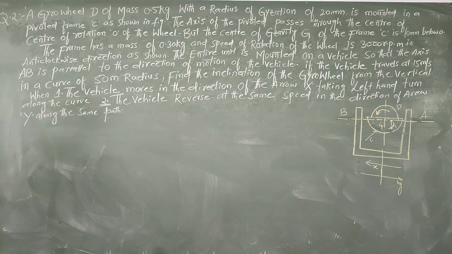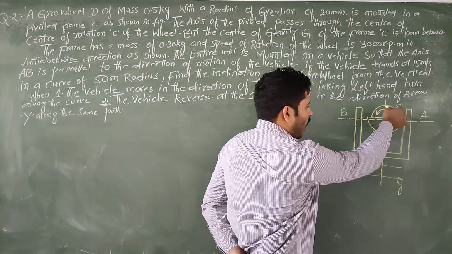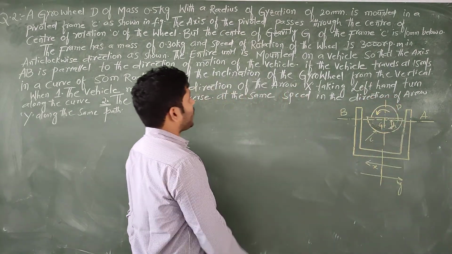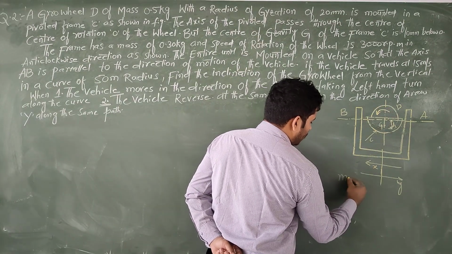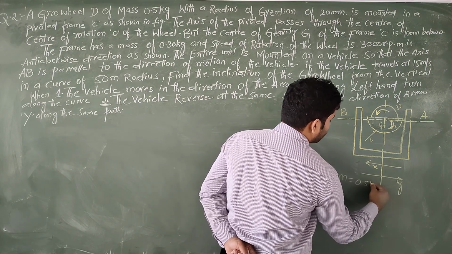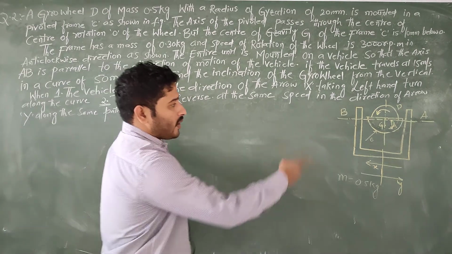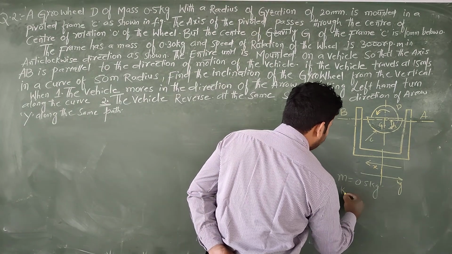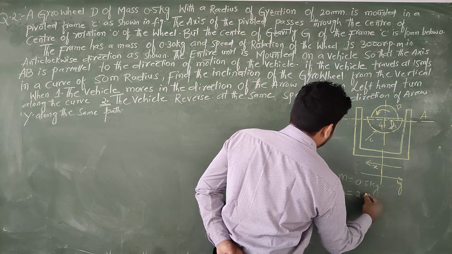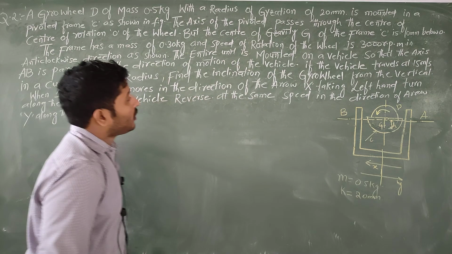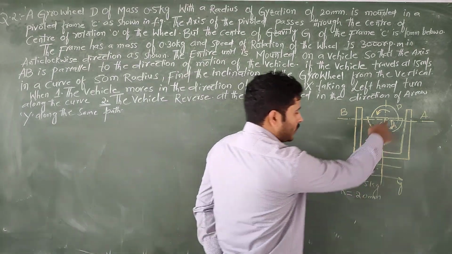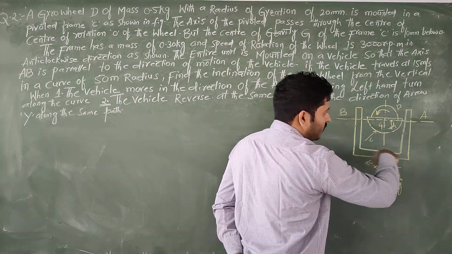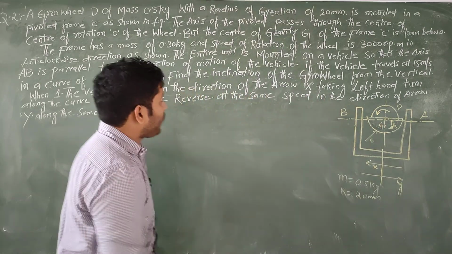A gyro wheel D of mass 0.5 kg. That is, a gyro wheel of mass M equal to 0.5 kg, and the radius of gyration is given as K equal to 20 mm, is mounted in a pivoted frame C as shown in the figure. The gyro wheel D is mounted on the frame C, as shown in the figure.